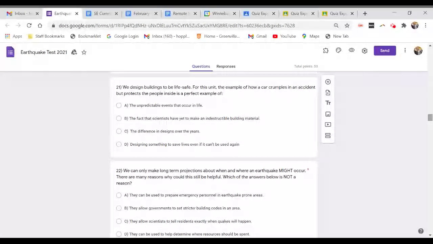Question 21. We design buildings to be life safe. For this unit, the example of how a car crumples in an accident but protects the people inside is a perfect example of what? The unpredictable events that occur in life, the fact that scientists have yet to make an indestructible building material, the difference in designs over the years, or designing something to save lives even if it can't be used again.